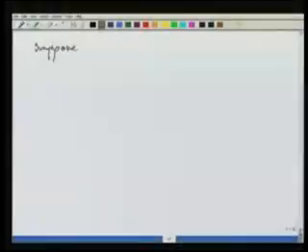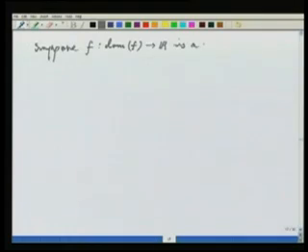Now let us ask the following question. Suppose f from domain of f to R is a continuous function, and let x_n be a Cauchy sequence.